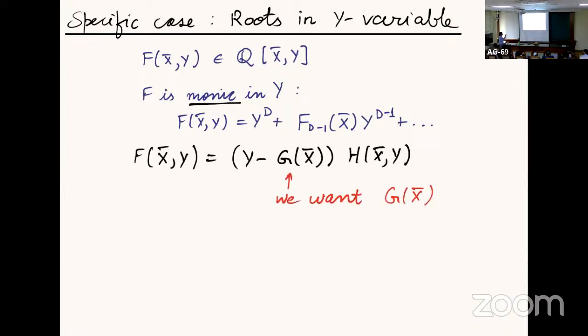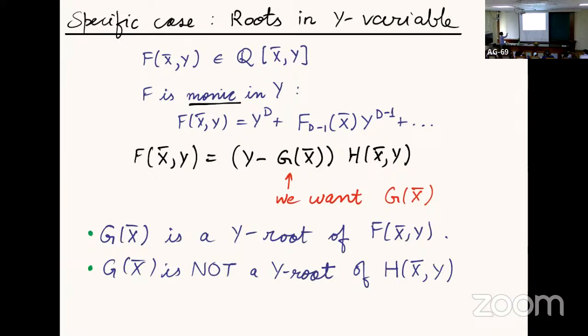And the kind of factors we care about look like this: f of x comma y is y minus g of x times h of x comma y. So what does this mean? It means that g of x is a y root of f of x comma y. And I'll also assume that g of x is not a y root of h of x comma y. So in some sense it's a multiplicity one root for this polynomial. Is this setting clear?